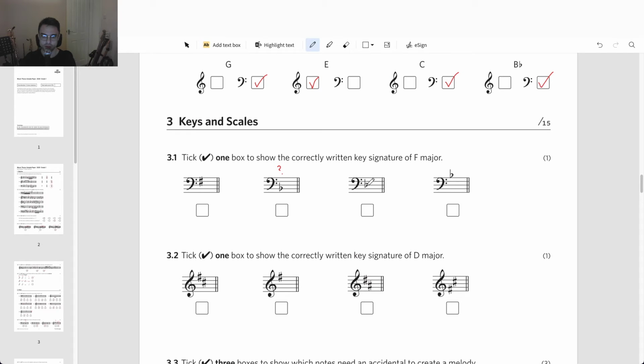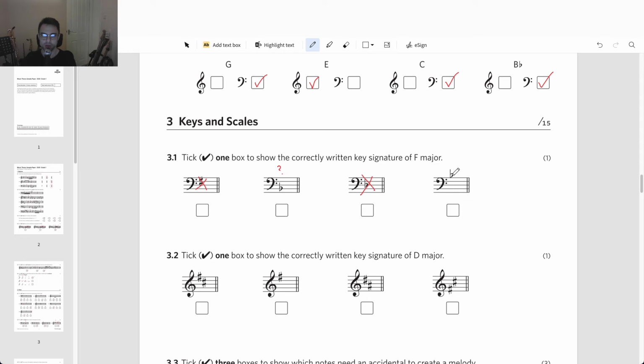So this here, this flat, if you weren't paying attention, you might think, yes, this is the answer. You'd be correct if this was a treble clef, because in the treble clef, this is B. But in bass clef, this is D, so this would be a D flat. And that's definitely not the key signature for F major, so that's not our answer. This isn't either. Let's cross that out.